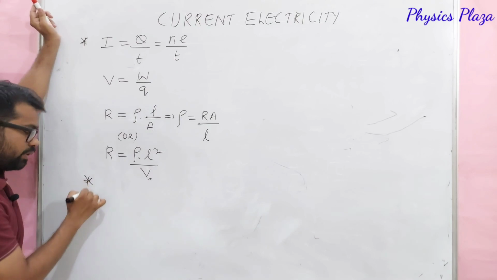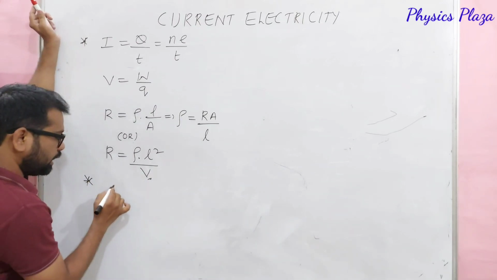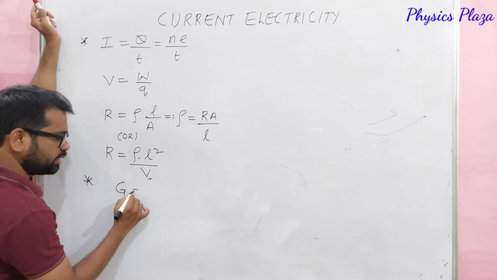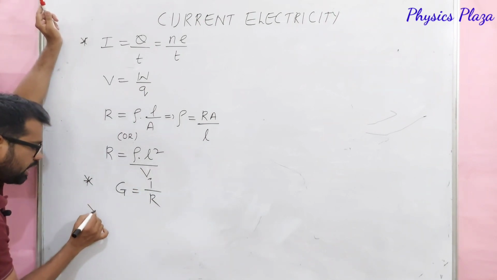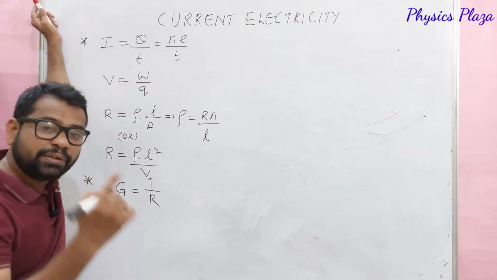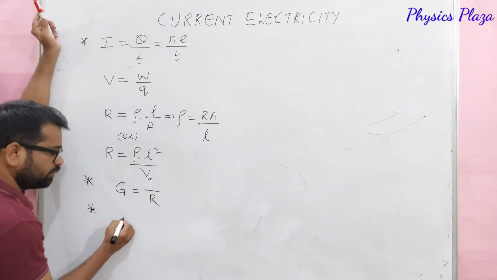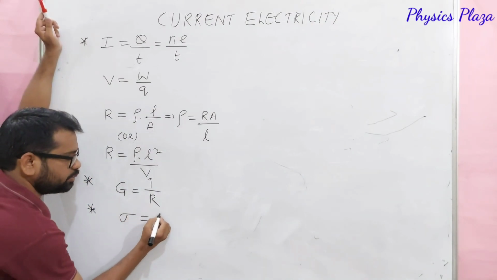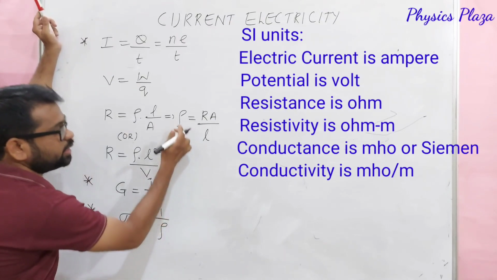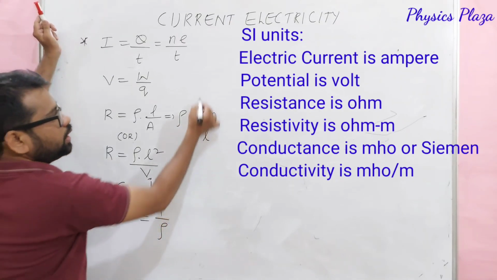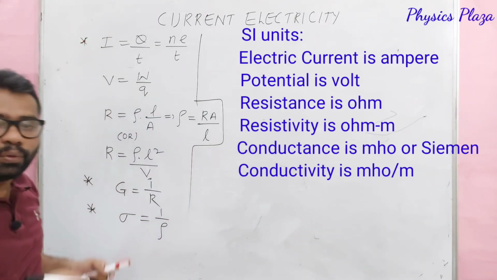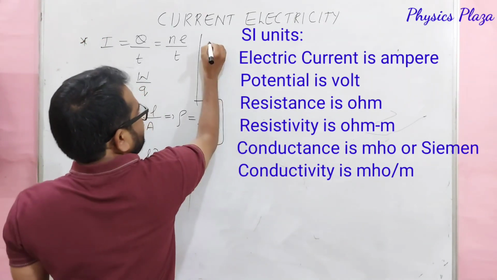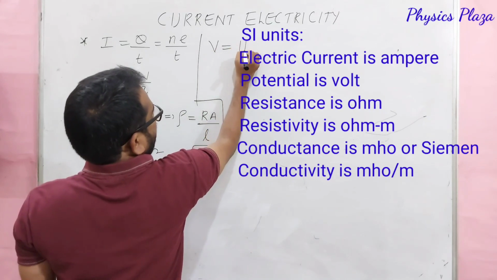Next, dear children, we will be having conductance. Conductance is represented with the capital G, and it is the reciprocal of resistance. And next we will be having conductivity. Conductivity is represented with sigma. It is the reciprocal of resistivity. And dear children, the law which connects V, I, R is Ohm's law, that is V is equal to IR.